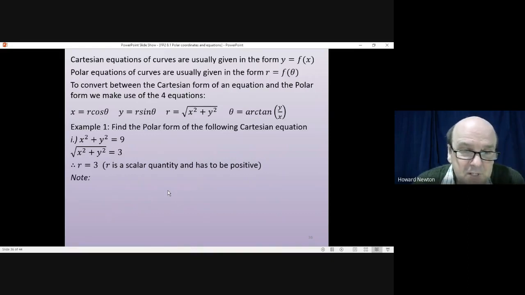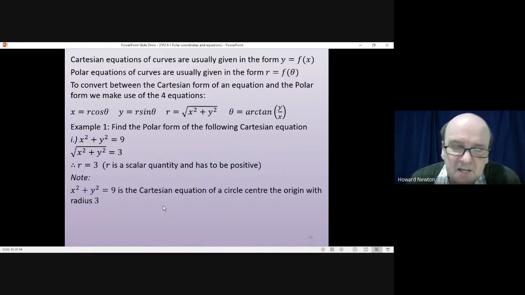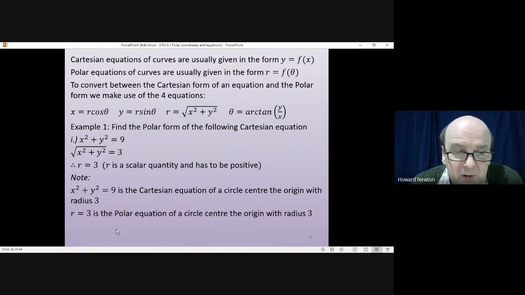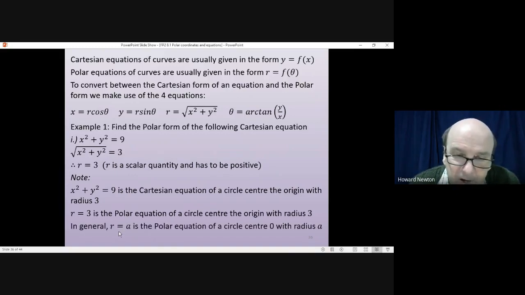It's also worth noting that x squared plus y squared equals 9 is the Cartesian equation of a circle, which has got centre the origin and radius 3, which means that r equals 3 is the same thing, a circle centre the origin, radius 3. And in general, if we have the polar equation r equals a, r equals any constant, what we've got is the polar equation of a circle, centre O with radius a.